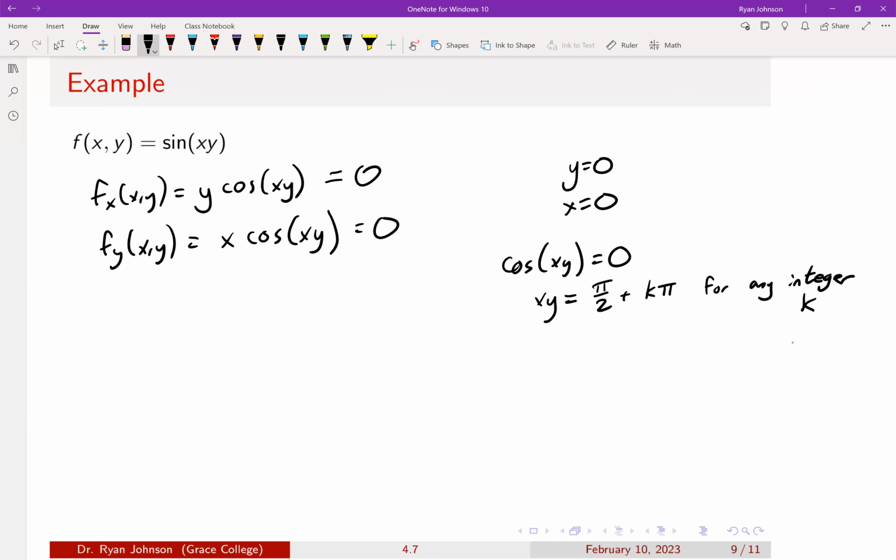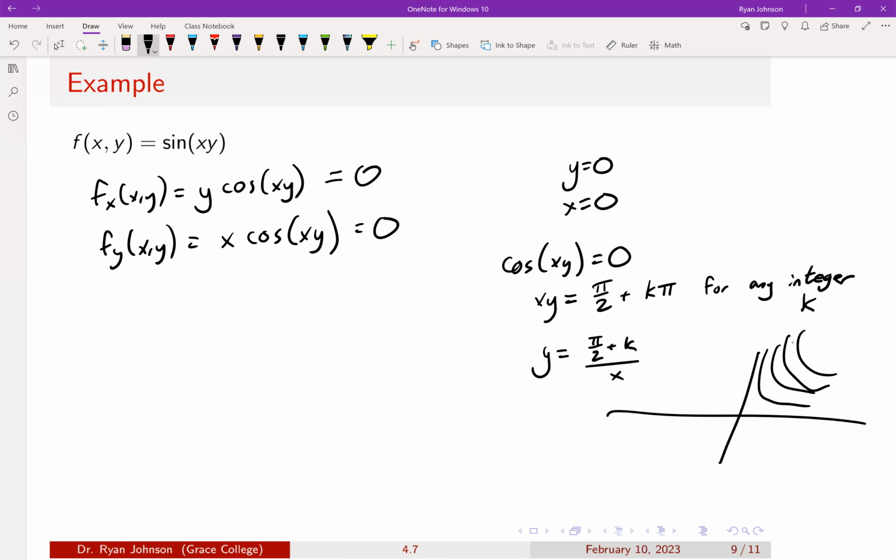So that means this is a situation where you have a lot of waves that are not straight-line waves. In other words, it's when y equals pi over 2 plus k over x, those are the lines when it's 0. That's just kind of like 1 over x, but with different scalars. So it's going to be like that, that, that, and that.